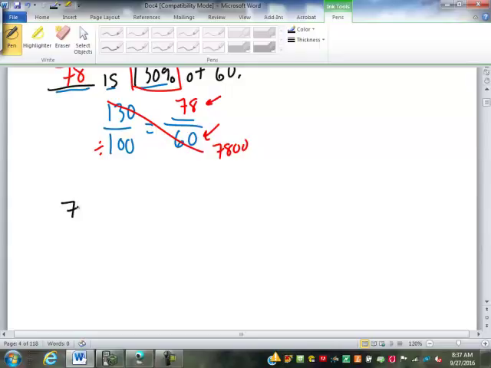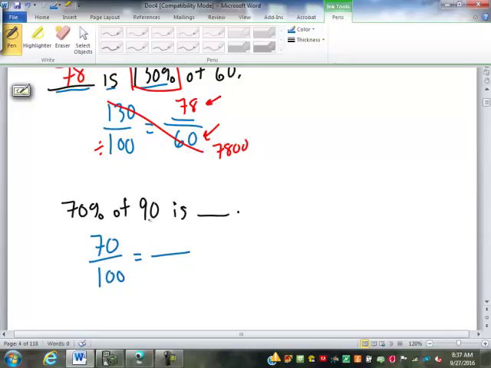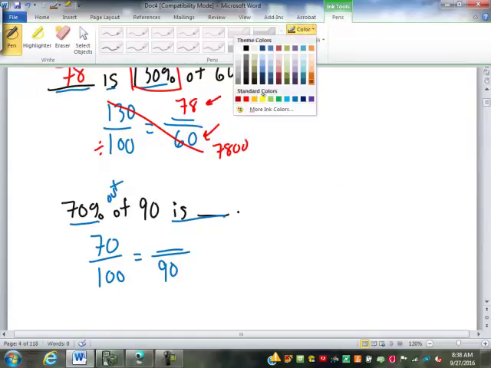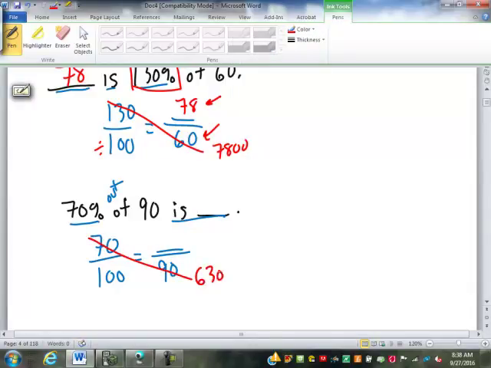We might have 70% of 90 is blank. So again, worded very differently, but actually pretty much an identical problem. 70% is 70 out of 100. We have the 90 and the blank. Which one matches up with the 70? The blank. If you read it this way, 70% is blank. That missing number matches up with the 70. And again, of 90, you can read it as out of 90, which implies the 90 has to go on bottom. So now we cross multiply and divide. 70 times 90 is 6,300. Divided by 100 is 63. So 70% of 90 is 63. Or 63 is 70% of 90 if you wanted to change the wording around.